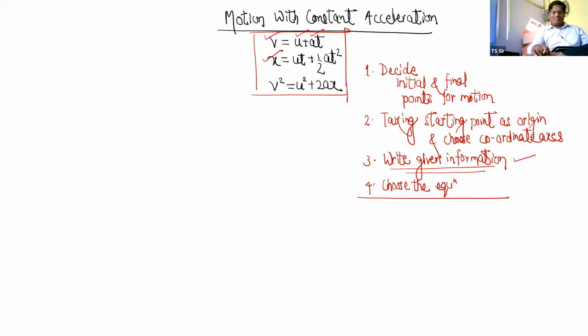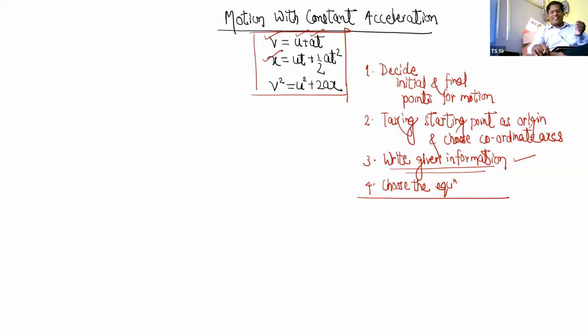x means what? Displacement? No, position, not displacement. Yes, it's neither displacement nor distance, it's position at time t. Put time t in it, and you get where it is now. That's position. Sometimes some people write it as s equal to ut plus half at square.